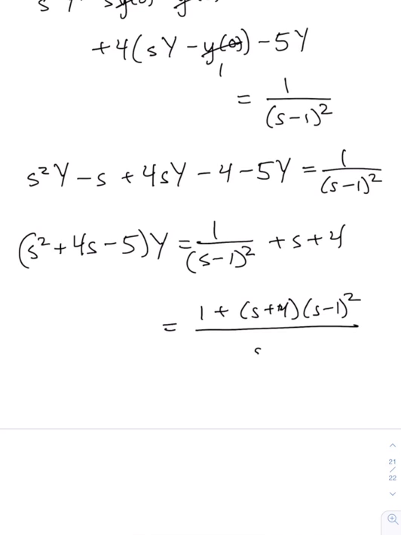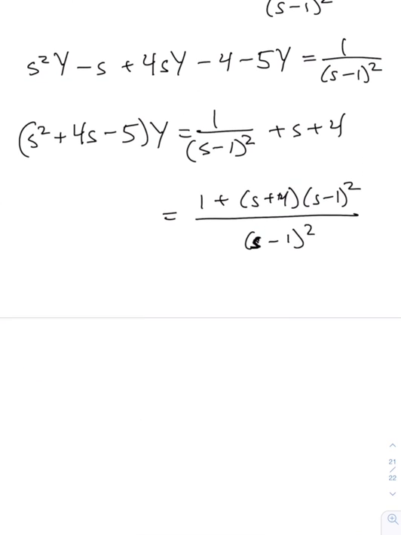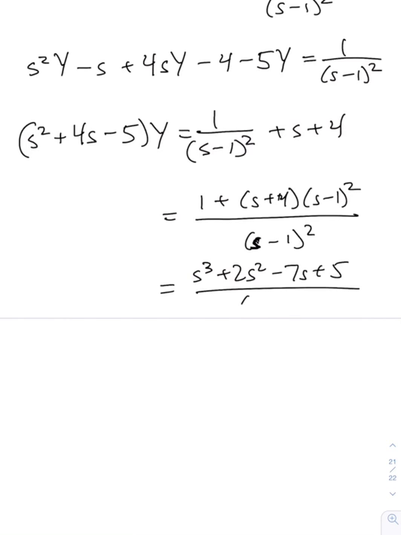Over s minus 1 squared. And then multiplying that one out and collecting like terms, you're going to end up getting s cubed plus 2s squared minus 7s plus 5 over s minus 1 squared.